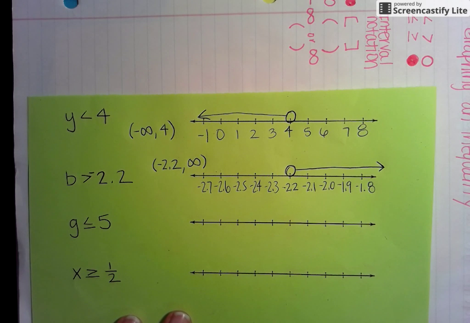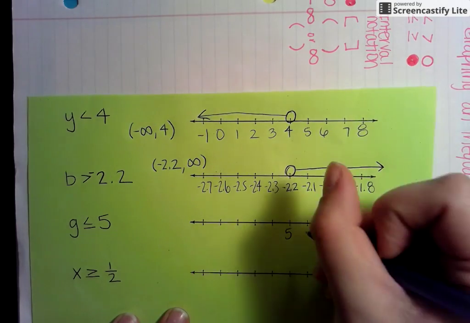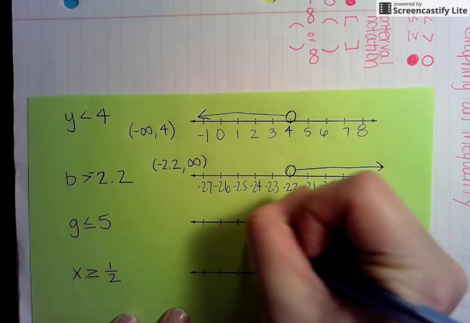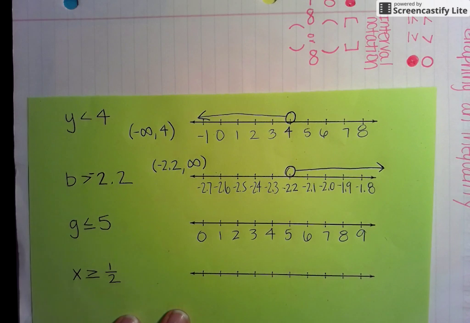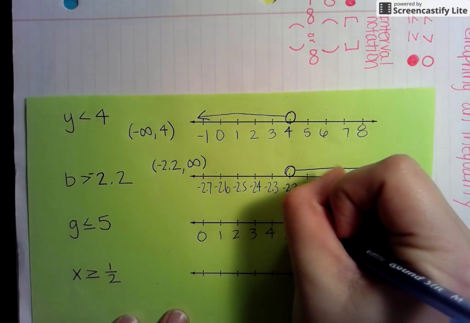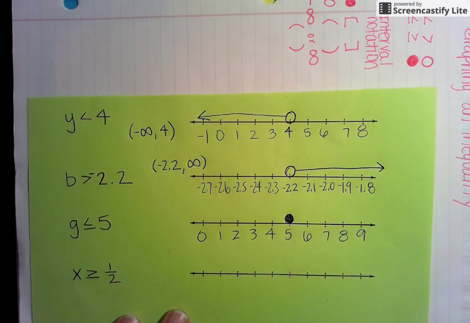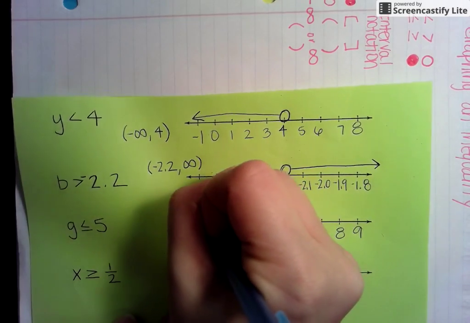So in this case, we have g is less than or equal to 5. So I'm going to fill out my number line. So I want to make sure that it's a less than or equal to. So I want to make sure it's a closed circle. And I want to find a number that is less than or equal to 5. In that case would be 0. So I want it to face this way.